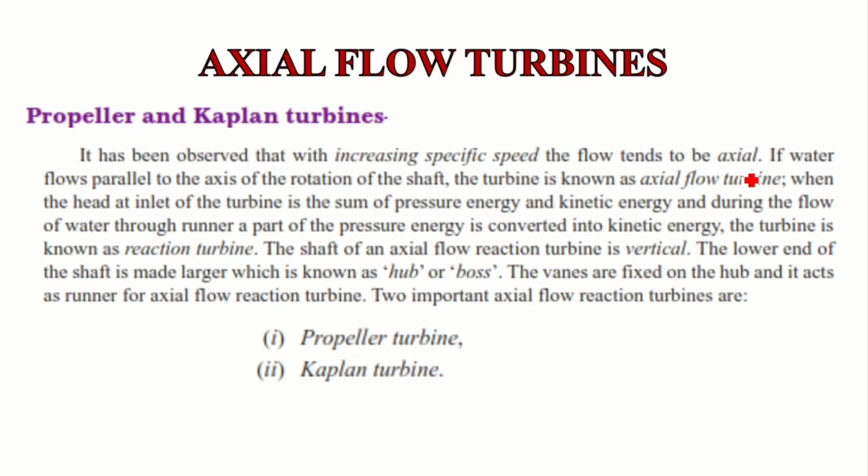So the axial flow turbines are used where the head available is very low and the volume flow rate is very high. If the water flows parallel to the axis of rotation of the shaft, the turbine is known as an axial flow turbine. So here the water is flowing parallel to the axis of rotation of the shaft.